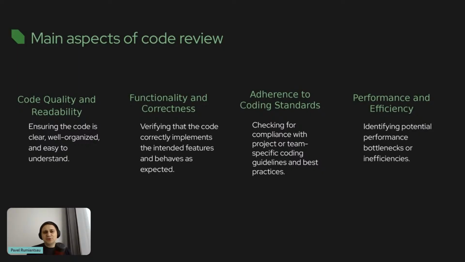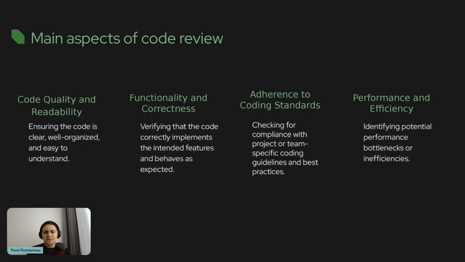The next part, which is obviously probably the main one, and something that I really want you to think about, is functionality and correctness, which means that the code generated or the code written is actually something that is required for a specific feature.